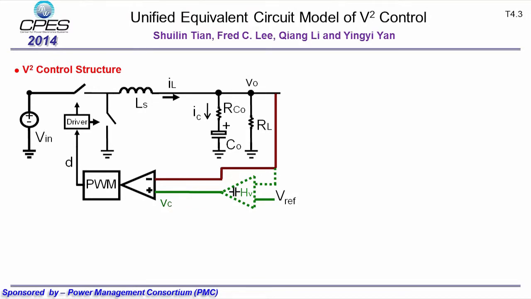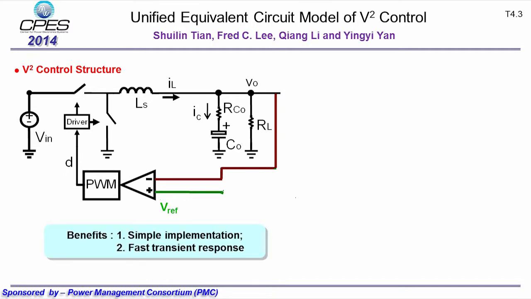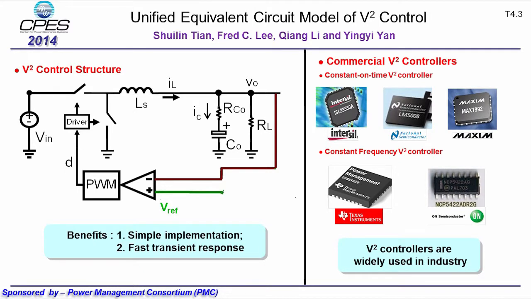First, let me give a brief introduction of V-square control. The output voltage is fed back and used twice. One through a direct feedback without any compensation, and the other comes through a simple integrator to provide control signal. In many applications, the outer-loop integrator can also be saved, which is called ripple-based control. This structure is very simple and provides very fast transient response. It is widely used in industry. Many products employ constant on-time V-square control or constant frequency V-square control schemes.